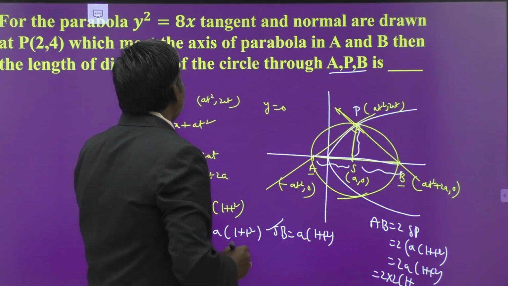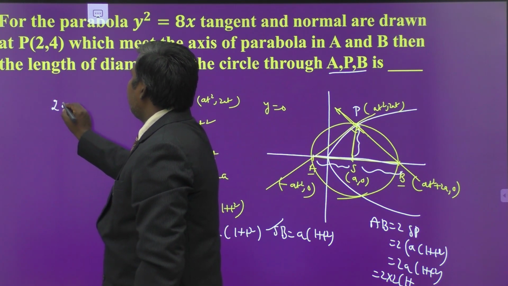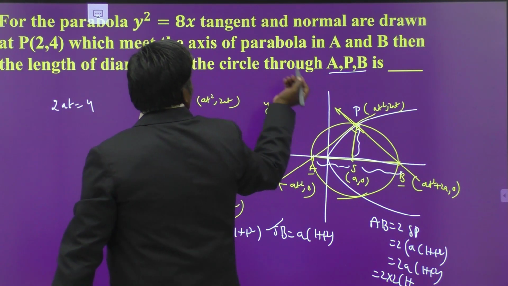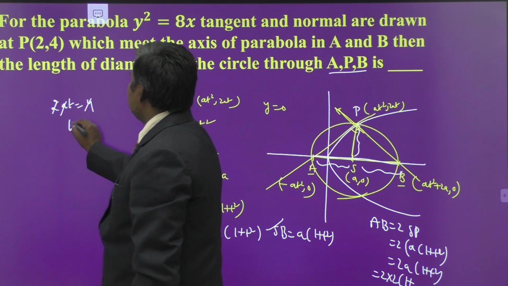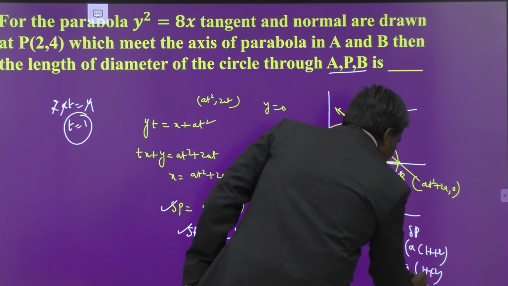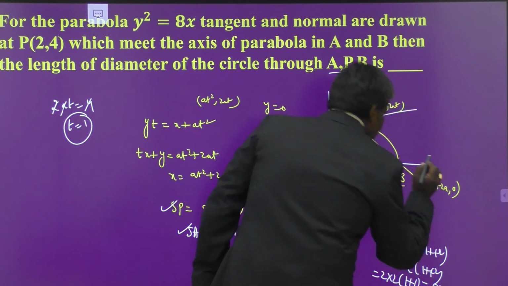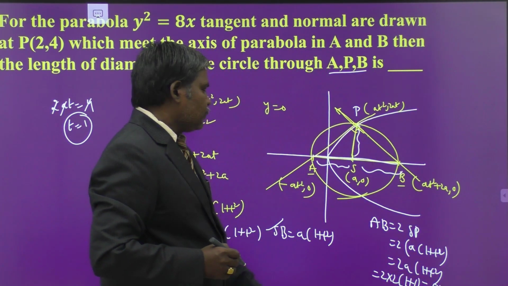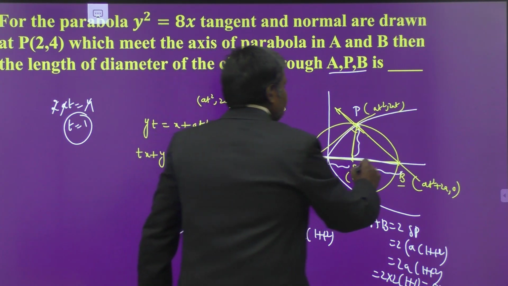What is the value of t here? The point is (2, 4). 2at is equal to 4. Your parabola is y² = 8x, so a is 2. 2 2s are 4, 4 gets cancelled. The value of t is 1. So substitute t equal to 1 here itself. So 2 2s are 4, 4 2s are 8. So the answer is 8 units. 2 into 2 into 2. So the length of AB is 8 units.